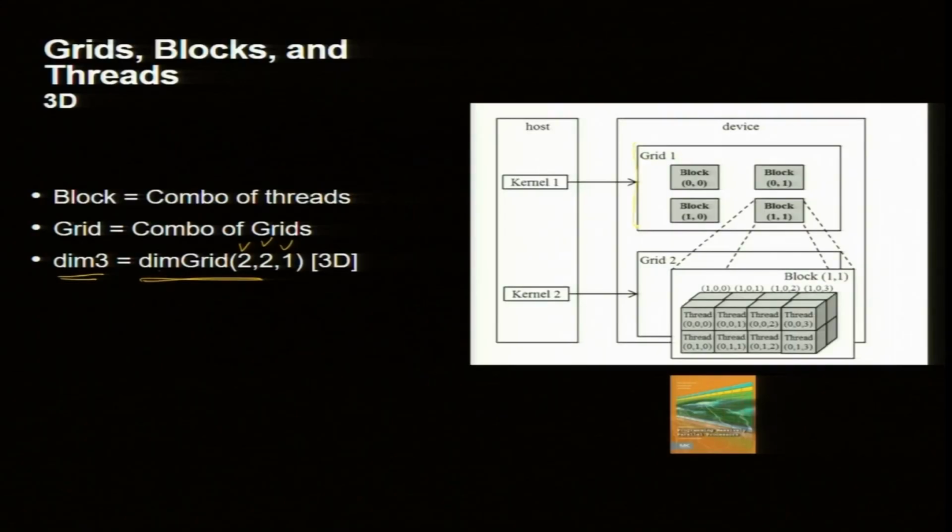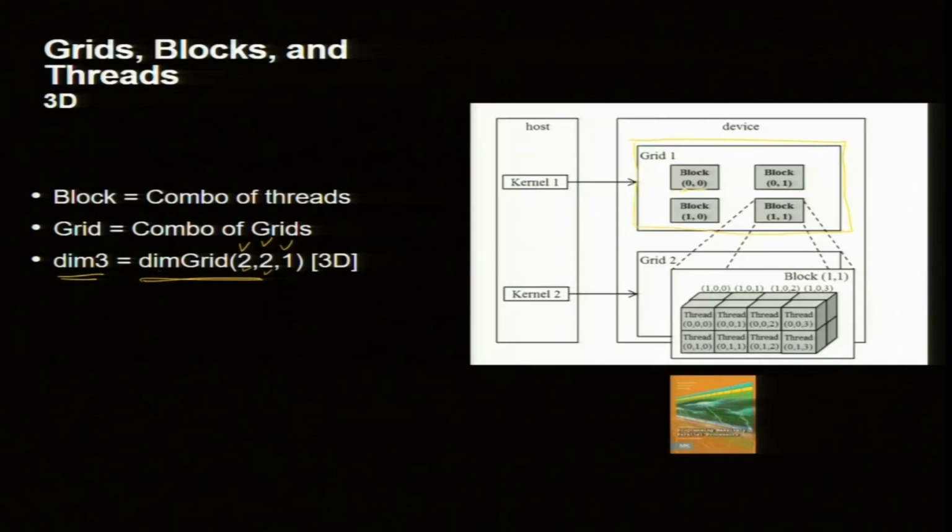So, this grid 1, did I say one grid? You can have multiple grids. That was a mistake. So, we have two grids here. Grid 1 has 4 blocks, which are organized as 2 by 2. The 1 means there is no depth in the z direction, so the index will be 0. So, x and y take values 0 0, 0 1, 1 0 and 1 1.